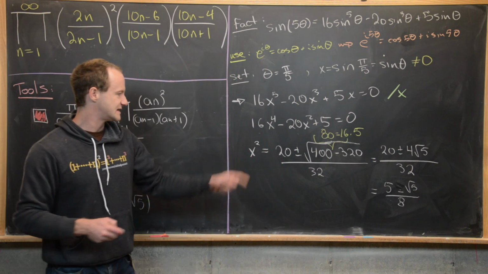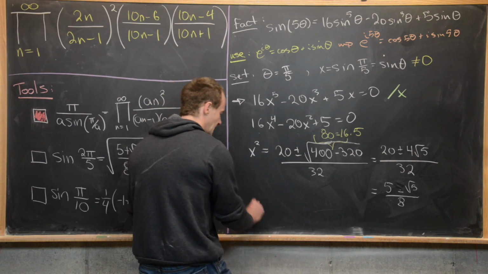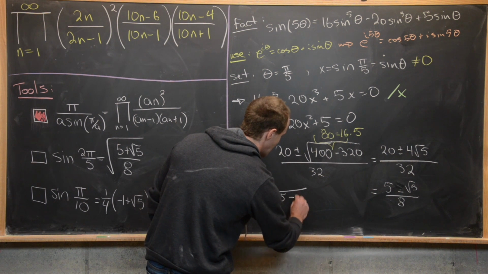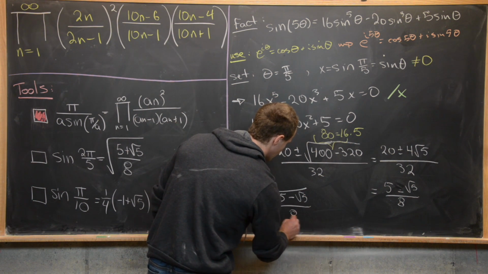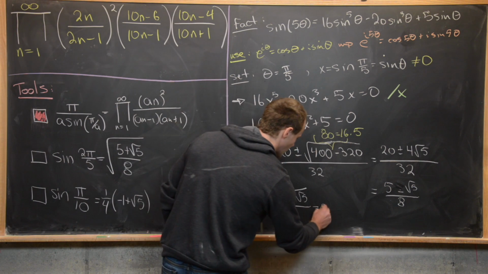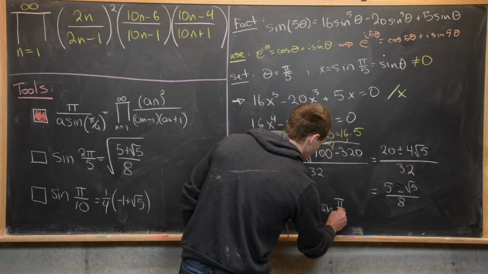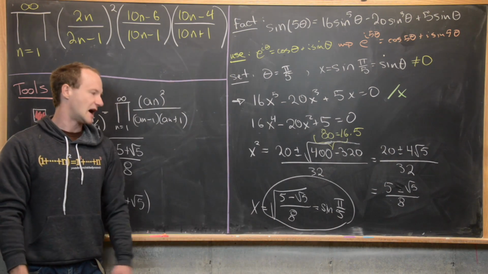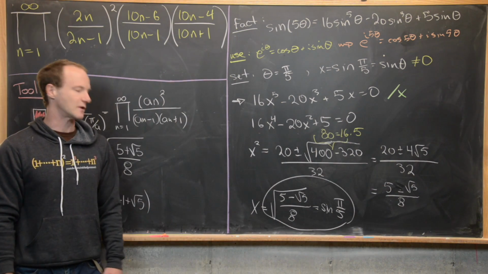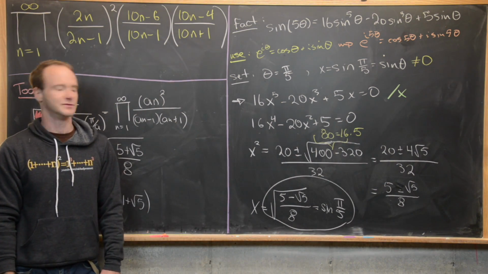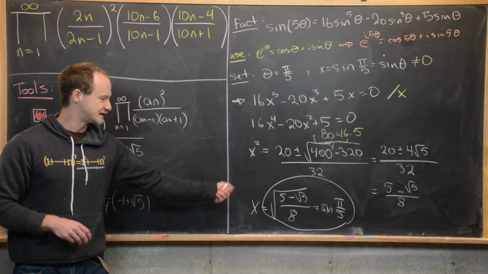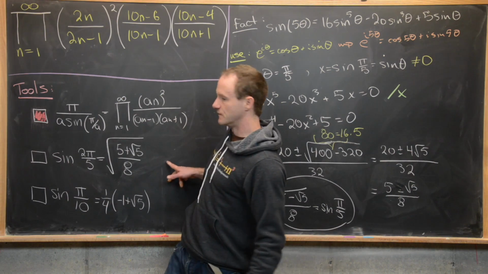Okay, so now we can take the square root of both sides, and we'll get x equals the square root of 5 minus the square root of 5 over 8. In other words, sine of pi over 5 is equal to this, where again we took the positive square root. Here it's a little bit simpler because we know that sine of pi over 5 should be positive. Okay, let's go ahead and bring that up, and then we will use this to calculate these two values.